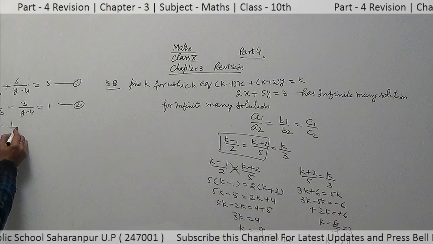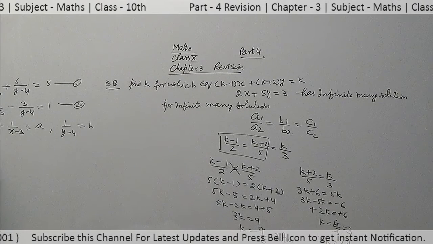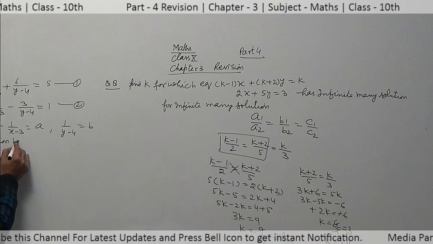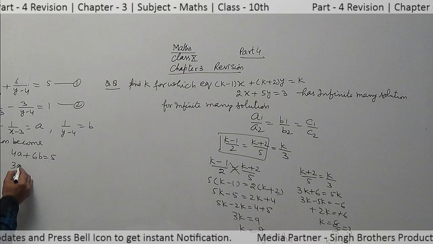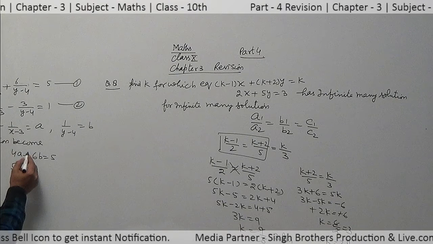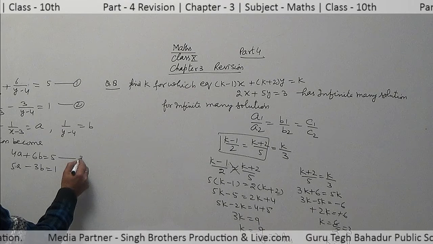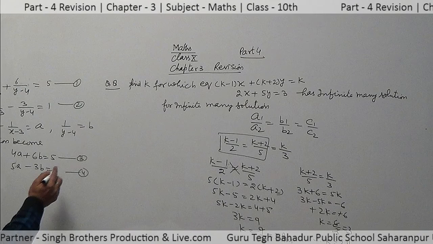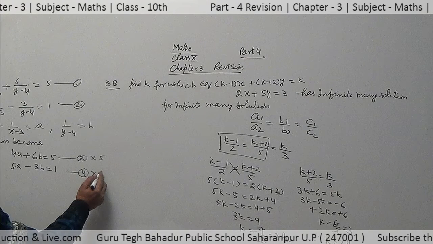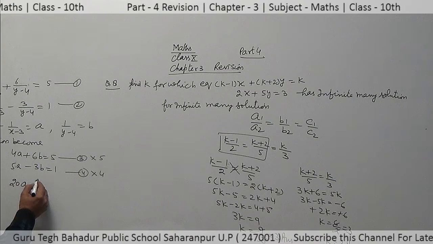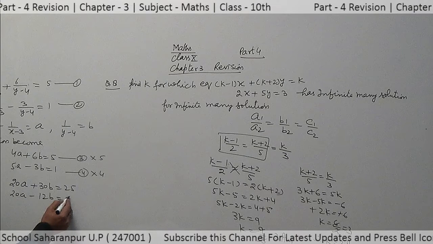Let 1 upon x minus 3 is equal to a, 1 upon y minus 4 is equal to b. So, the equations become 4a plus 6b is equal to 5, 5a minus 3b is equal to 1. Solve these two equations. This is equation 3, this is equation 4. So, multiply by 5 and multiply by 4, solve by the elimination method. 20a plus 30b is equal to 25, 20a minus 12b is equal to 4.